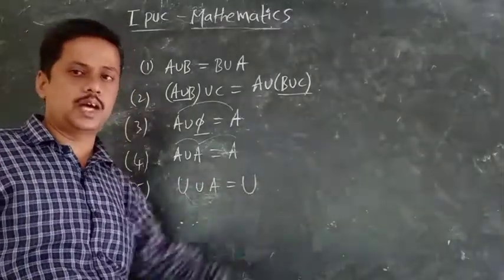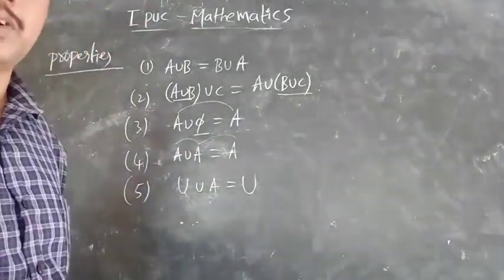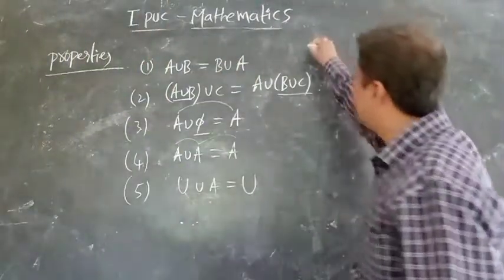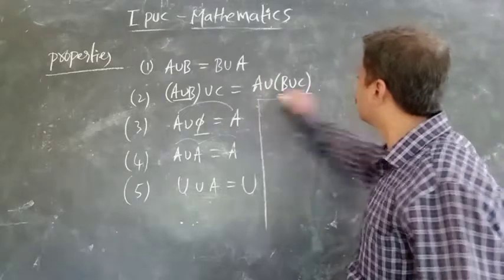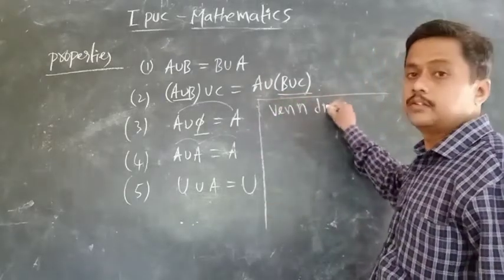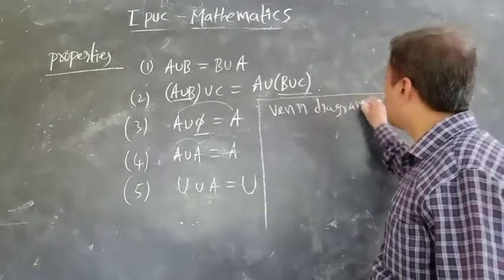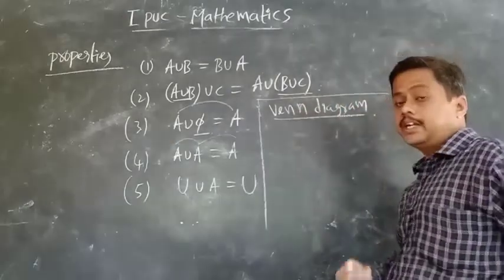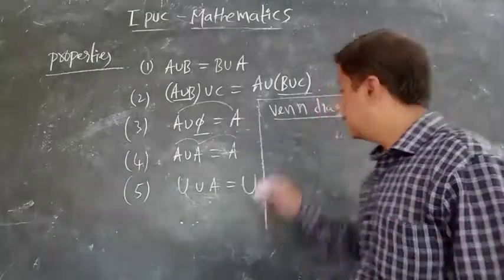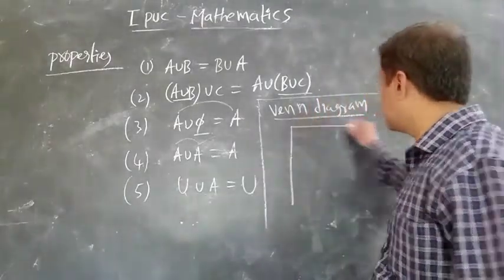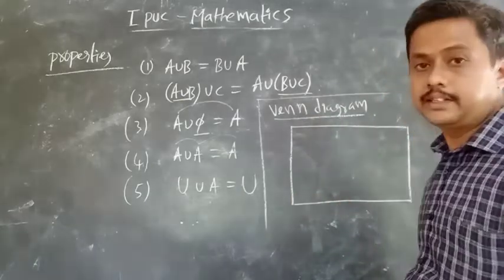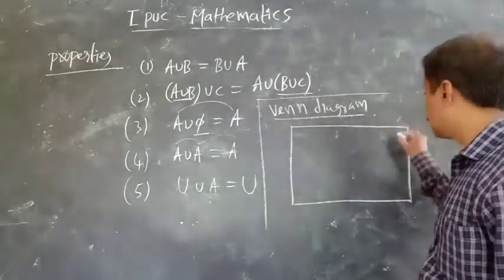We will move to the Venn diagram. Okay, let's make the Venn diagram. See, I will write here the Venn diagram for union of two sets. We have already discussed Venn diagrams. So how will it be seen? Let us consider the universal set, like this. U is the universal set.